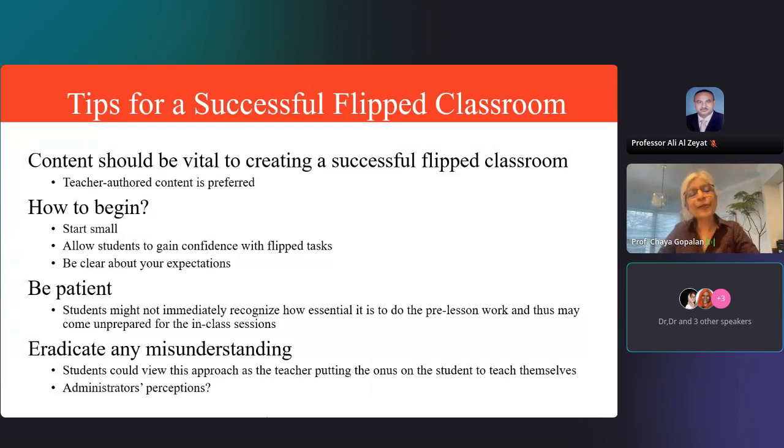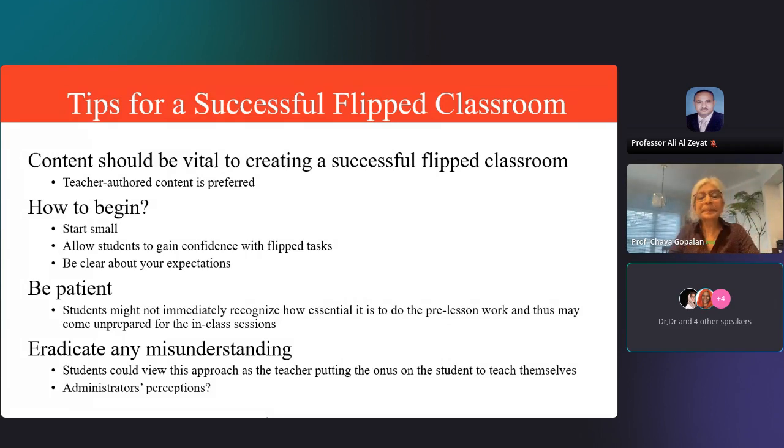All right, content should be vital to creating a successful flipped classroom. Teacher-authored content is preferred over whatever is available online. How to begin is where you have to start small, allow students to gain confidence with flipped tasks. Be clear about your expectations. Be patient. Students might not immediately recognize how essential it is to do pre-lesson work, and thus may come unprepared for the in-class sessions. It takes some time. Eradicate any misunderstanding. Students could view this approach as the teacher putting the onus on the student to teach themselves. Administrators' perceptions may also be not so supportive. So that's where it's important.